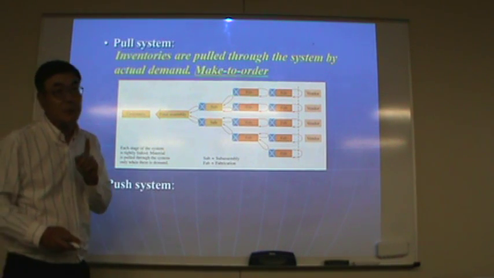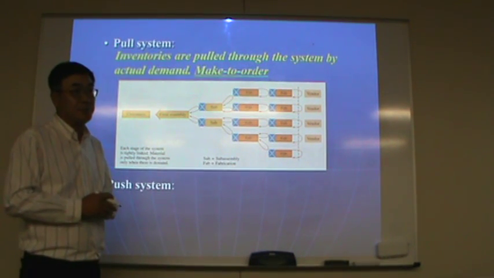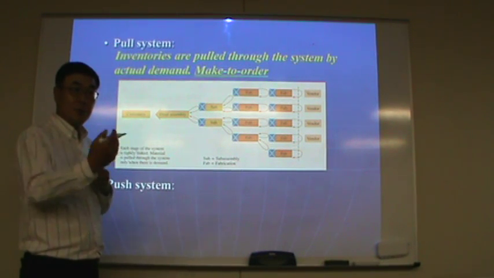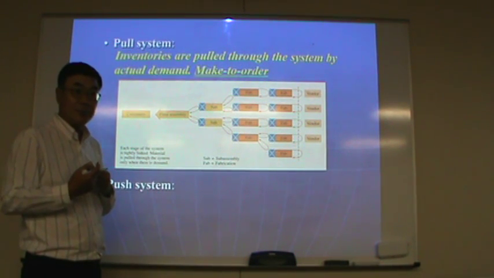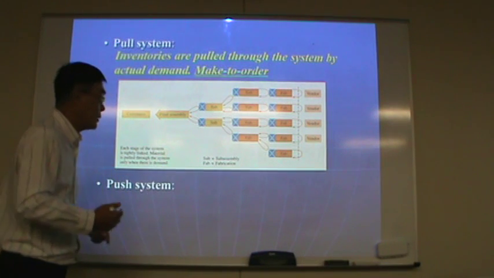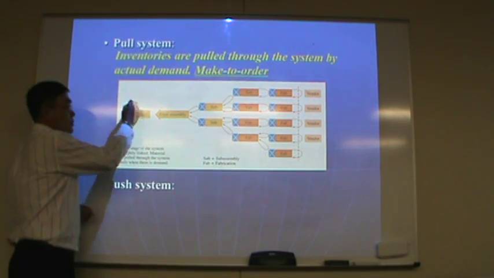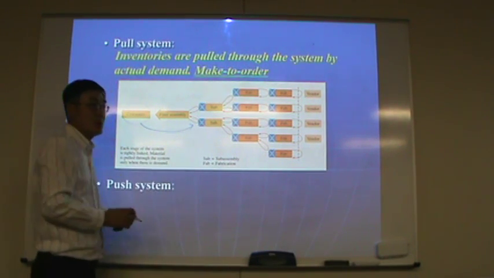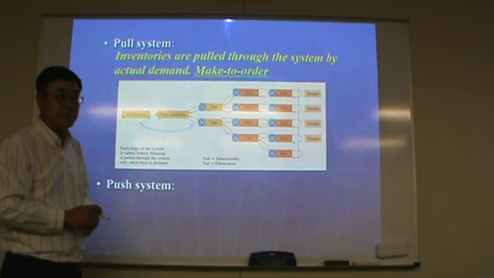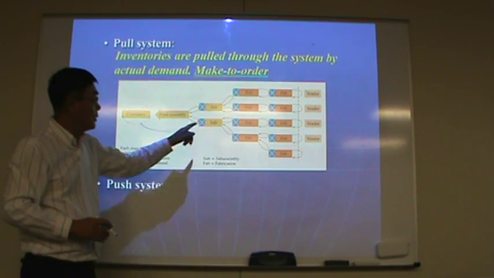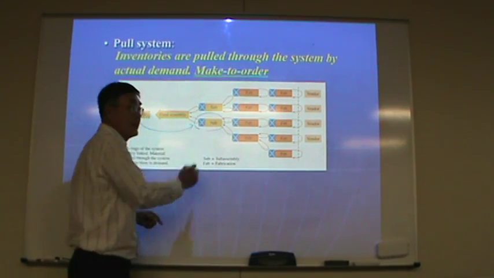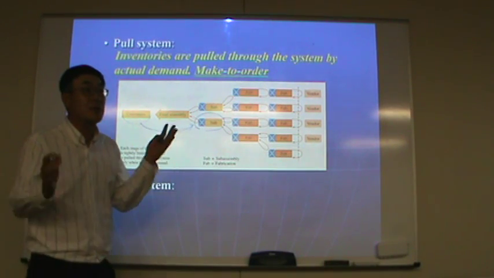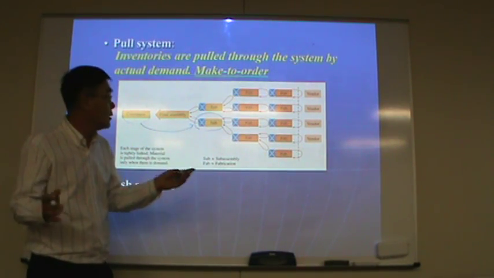Make to order system. Wait until a customer places an order, right? Then act. The customer places an order, right? Then this final process doesn't have product, because it's a make to order system.